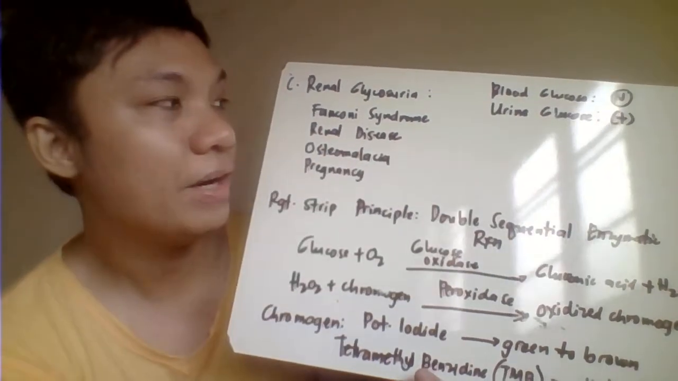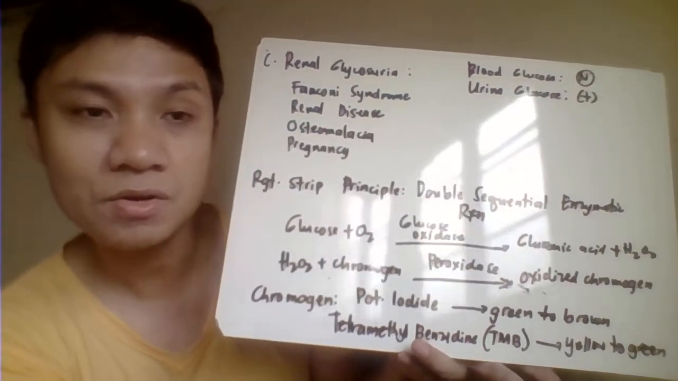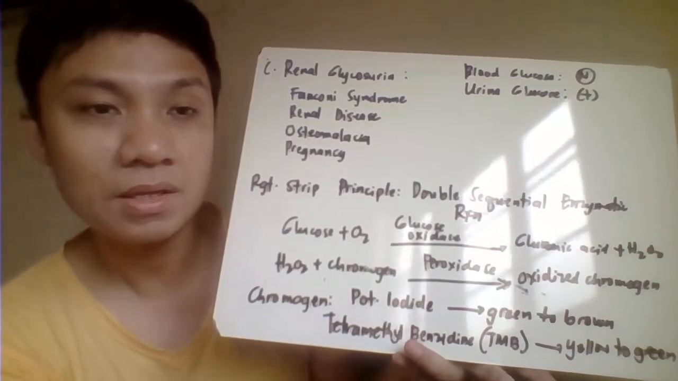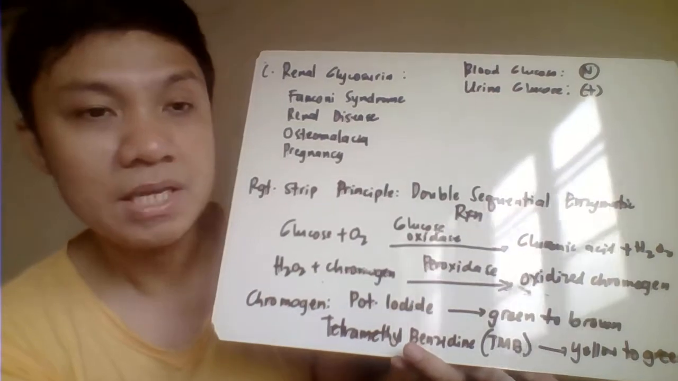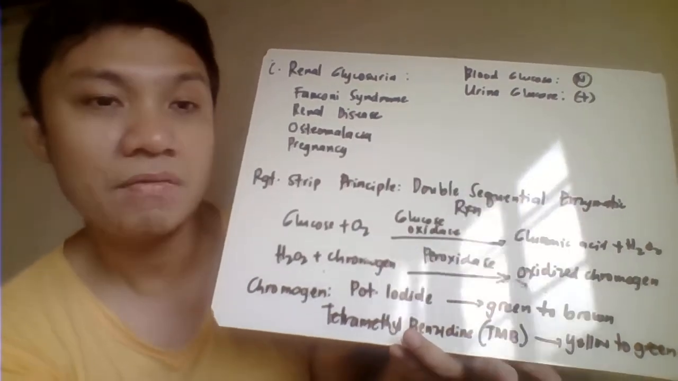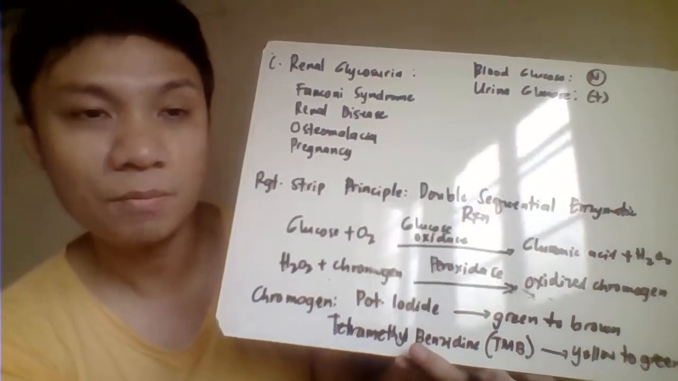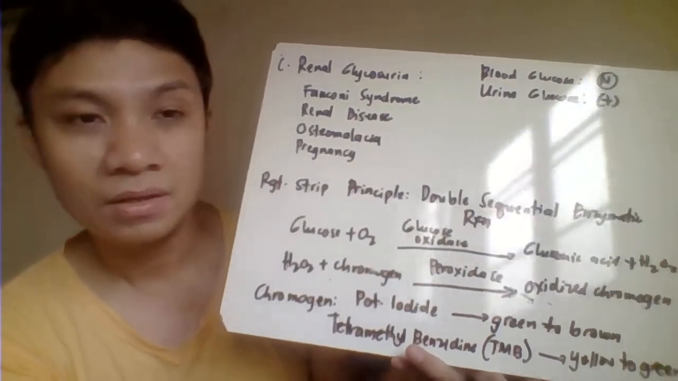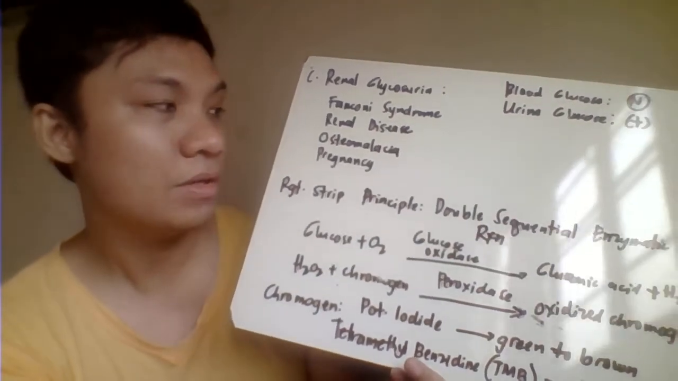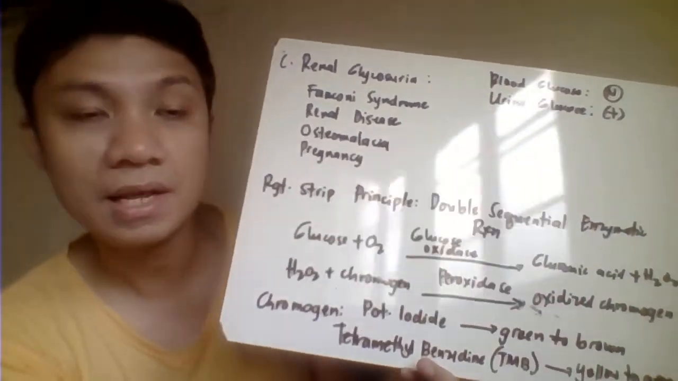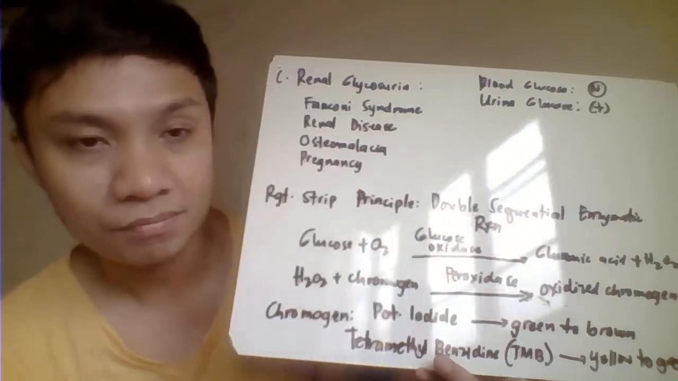Then we have here your Fanconi syndrome. Again, Fanconi syndrome is a generalized tubular defect wherein it affects not only the reabsorption of protein, but as well the reabsorption of glucose or even some other ions. Then we have renal disease related to your problem with tubular reabsorption. Osteomalacia is with the increased calcium level, and we have those related to pregnancy.